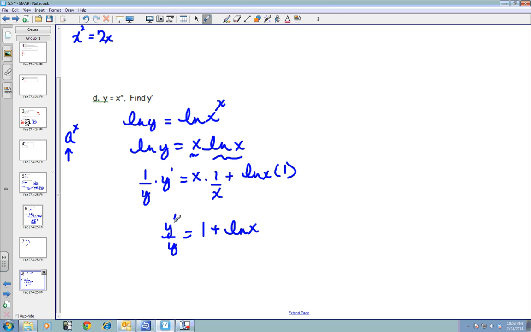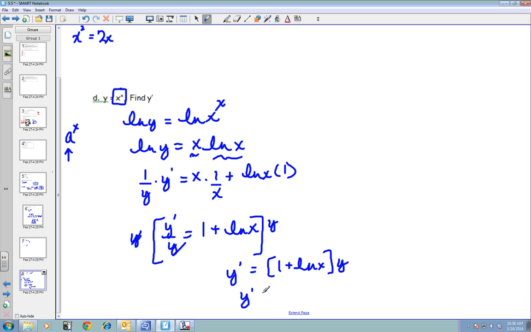Now I have to solve for y prime. So to solve for y prime, I'm going to multiply both sides by y. So these cancel. I have y prime equals 1 plus natural log of x times y. And then I know what y is. Y is x to the x. So I'm going to replace that y with x to the x. So y prime equals 1 plus natural log of x times x to the x. And that's my answer.